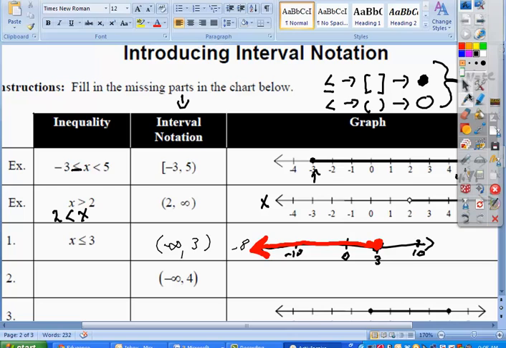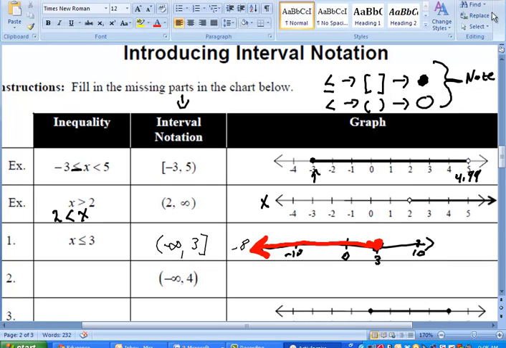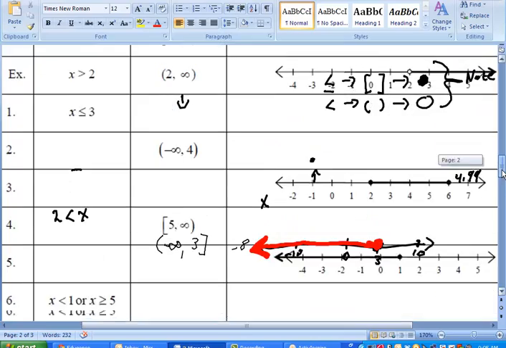Whoops, what do you guys notice is wrong? Because this is a closed circle, I have to put what? A bracket, okay? Alright, so let's do one more together. Let me pick a little more difficult one.